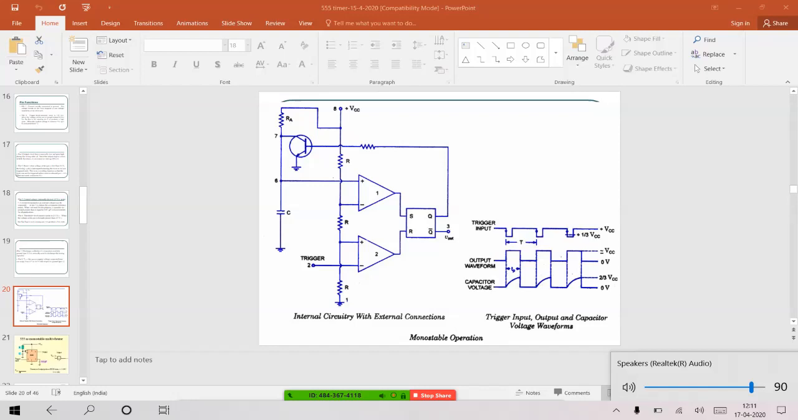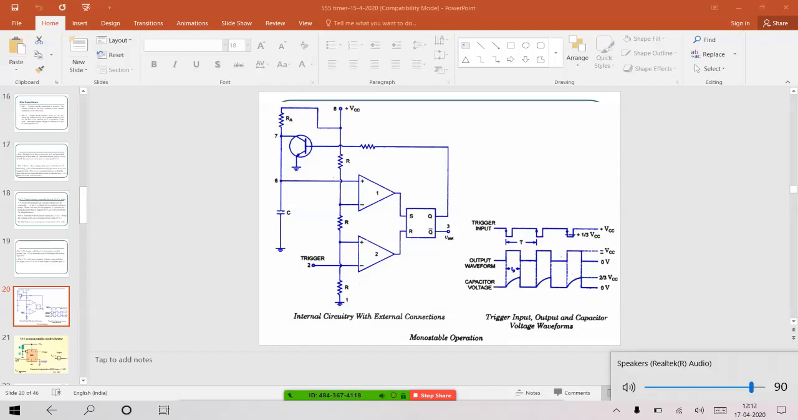Okay, so for the time being, pin number 3 is connected to Q bar. Q bar is your pin number 3 and Q is connected to the transistor base. So I said that when you apply the trigger pulse and the magnitude goes below 1 by 3 VCC, the output of the lower comparator goes high, the reset pin is high, Q bar is high. When Q bar is high, pin number 3 is high, means output goes high. Output is high at pin number 3.